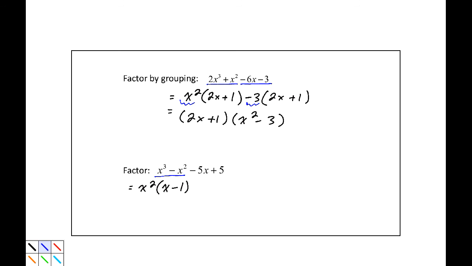Now the second two, because the first of the two terms in that set is negative, we're going to factor out a negative 5. Negative 5, and that would leave us with a positive x minus 1. Meaning that this factors as x minus 1, and what's left, x squared minus 5.